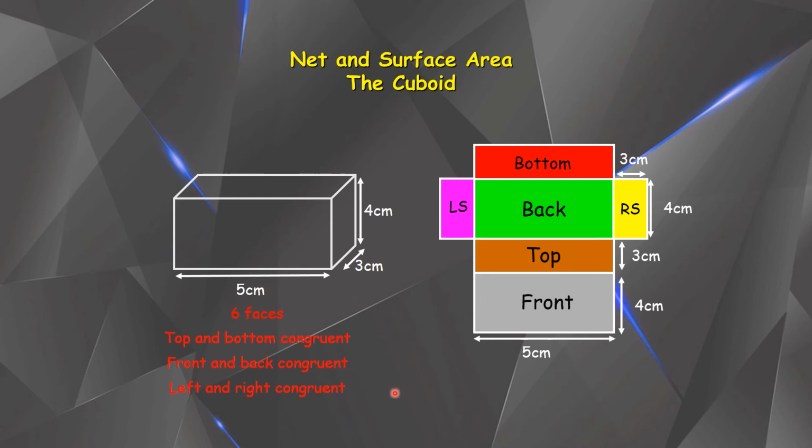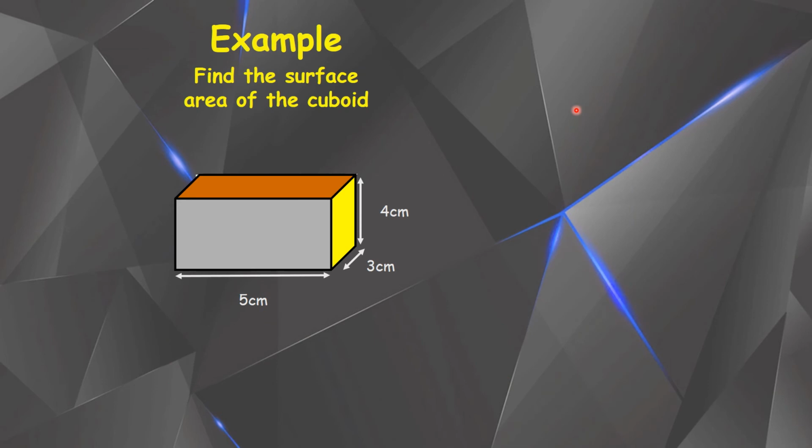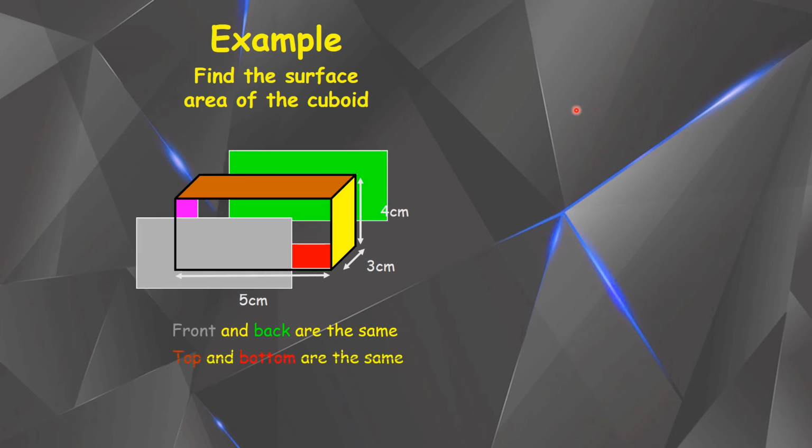Now let's move to the surface area part. How will you find it? So this is the net for the cuboid. Let's find the surface area of this cuboid. Front and back are the same. Look at this, and top and bottom are also the same. And right and left are also the same.